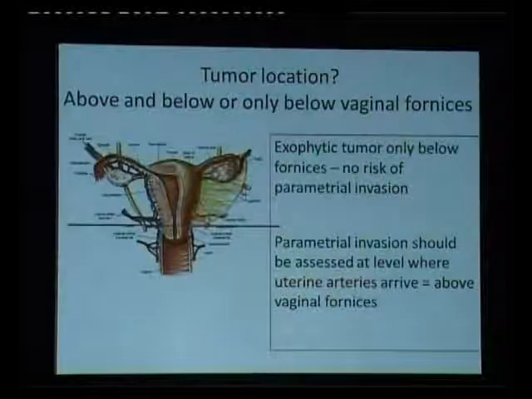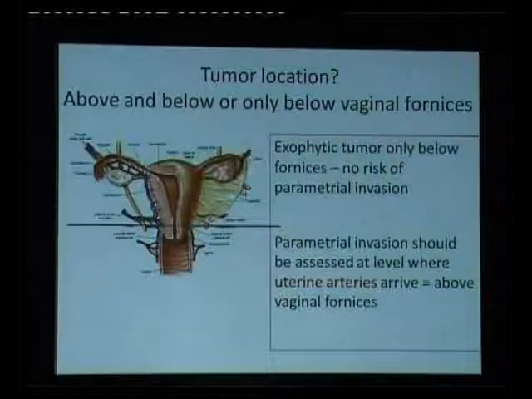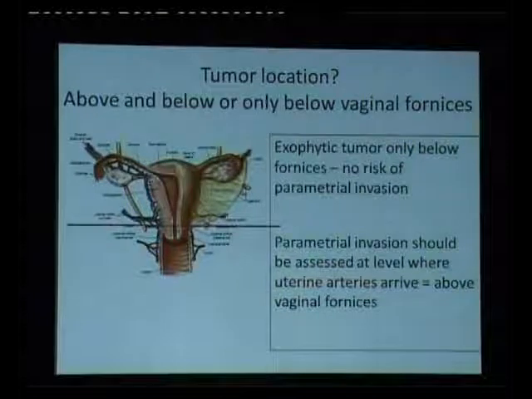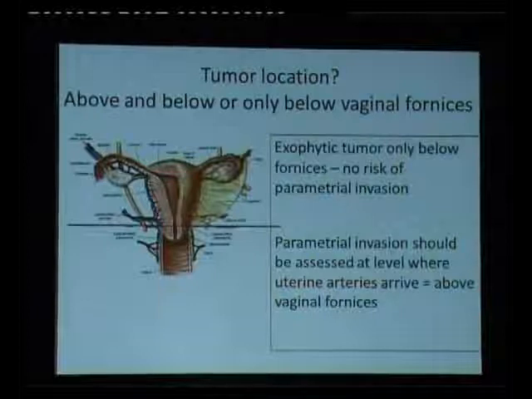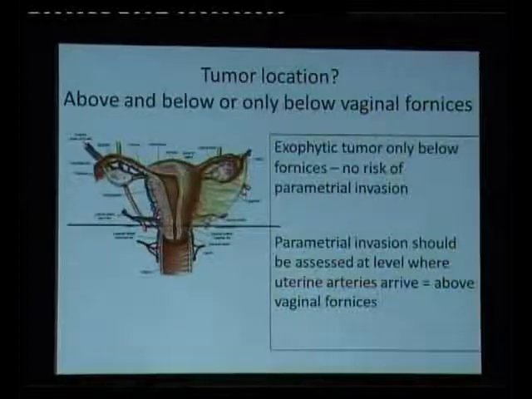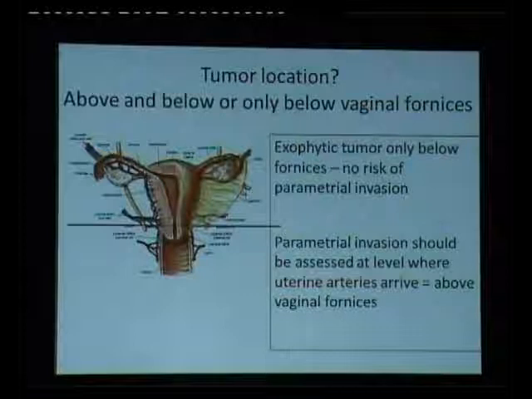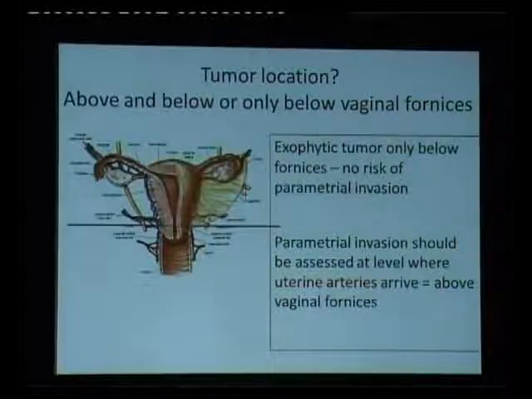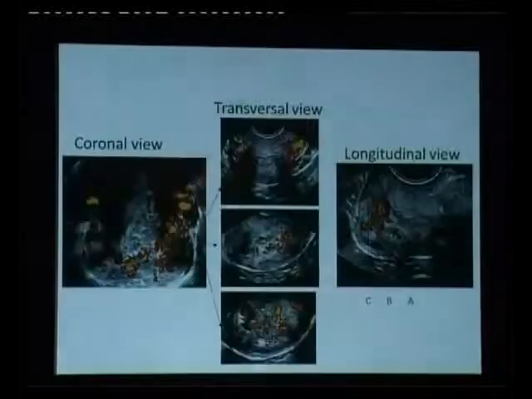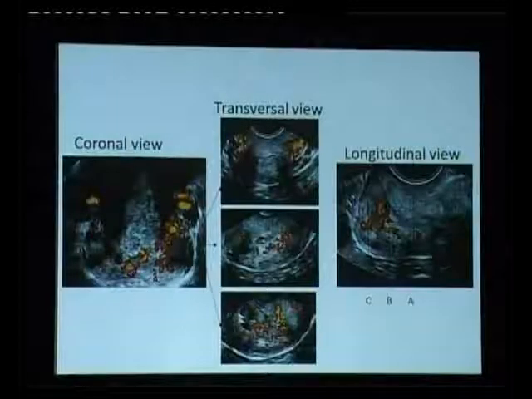It's also important to localize the tumor, because if it's only an exophytic tumor growing down here and there is no vaginal spread or paracolpic spread, then even though the tumor is bulky, it will not invade the parametria. Whereas if the tumor is located here, it will more easily invade the parametria with a higher risk of lymph node metastases. So you should look for the uterine arteries, because the uterine arteries are the landmark where the parametria begin. So this is a 3D image.